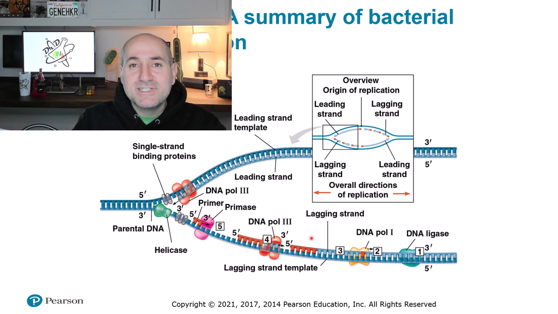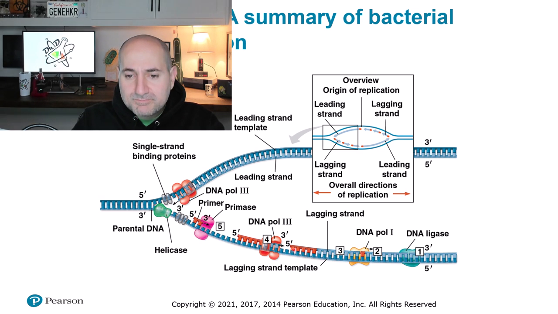Now you may be wondering, what happens to those short RNA primers on the lagging strand? Do you know how the lagging strand has a bunch of Okazaki fragments and each Okazaki fragment has a primer at the beginning? Well, don't we need to replace those primers with DNA? Because we're not trying to copy the DNA to RNA and DNA. We're trying to copy the DNA to DNA, right? So at some point, we need to come in and replace those RNA primers with DNA.